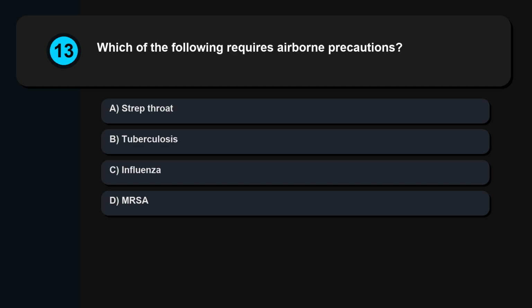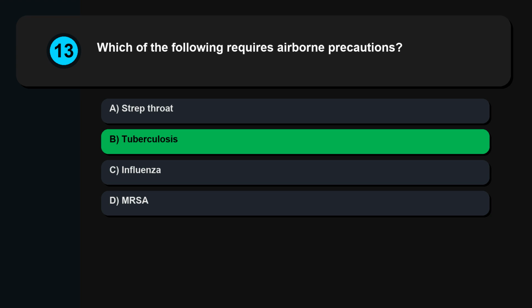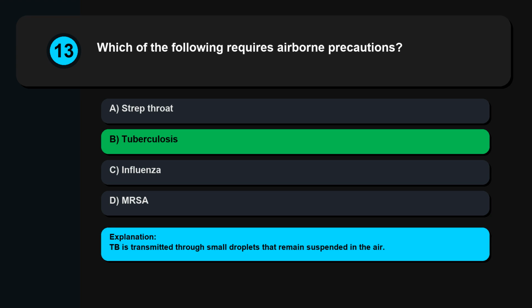Question 13. Which of the following requires airborne precautions? Strep throat, tuberculosis, influenza, MRSA. TB is transmitted through small droplets that remain suspended in the air.